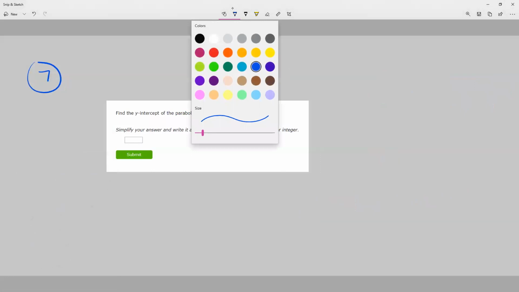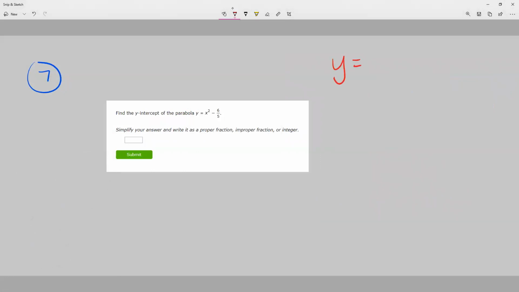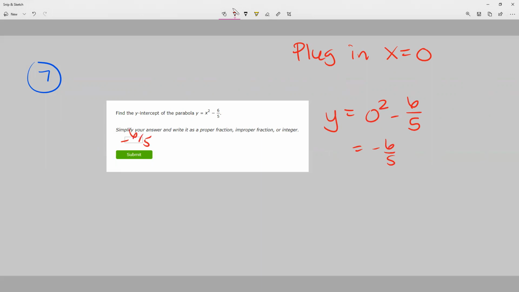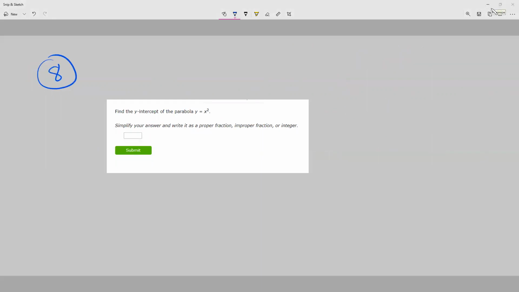Finally, the last two are y-intercepts. So this is pretty easy. You're just plugging in y. Oh, sorry, not y equals 0. You're plugging in x equals 0. So if y is 0 squared minus 6/5, then this is just negative 6/5. Plug in x equals 0 again. This one's really easy. So my y-intercept on that is 0.